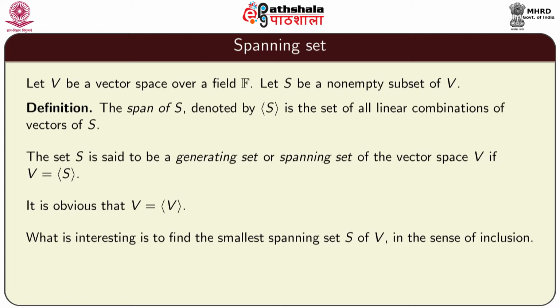Now, the question is, why are we giving some special name and calling some set a spanning set? Because it is obvious that V itself is a spanning set of V. V is a vector space, therefore, it contains all possible linear combinations of vectors from V. So, surely we are looking for some subset of V which is possibly not the whole of V, but something smaller, in fact the smallest such. And what do we mean by smallest? We mean that in the sense of set inclusion.